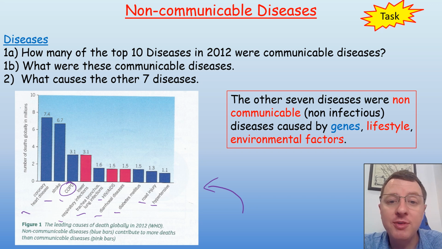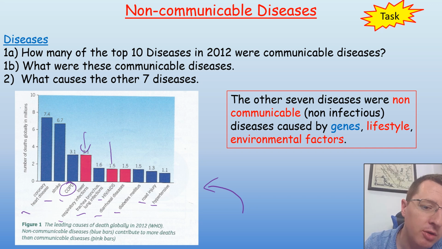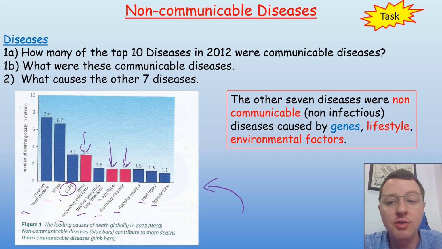So out of these top 10 diseases in 2012, how many of them were communicable diseases? Well, there's only really 1, 2, 3 communicable diseases. And that means that in most countries across the world now, communicable diseases are not as big a problem as they used to be. The other 7 diseases are non-communicable diseases. These are diseases caused by genes, lifestyles and environmental factors. These are in effect diseases where our choices have an impact on whether or not we get the disease.